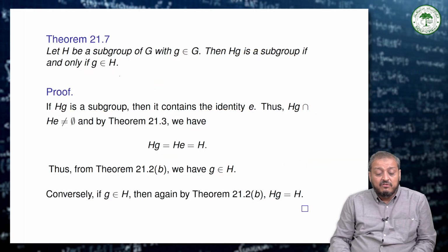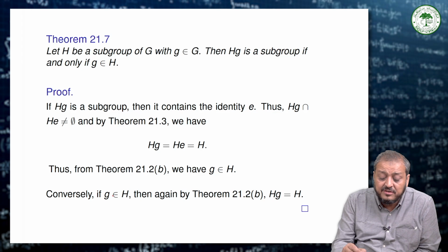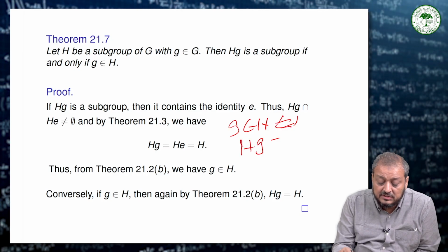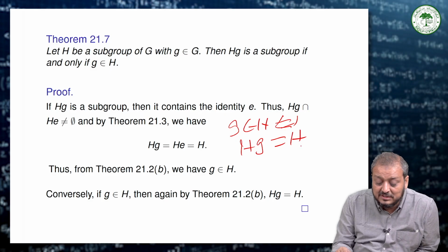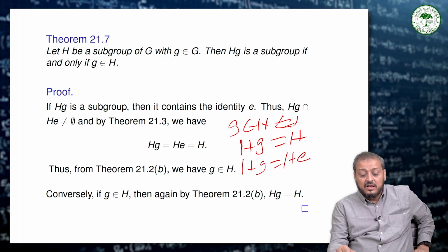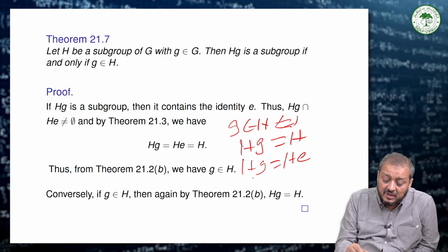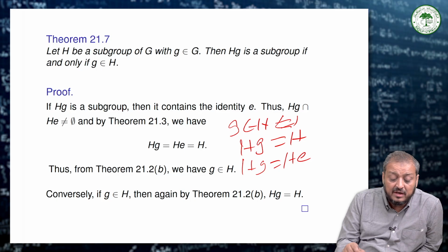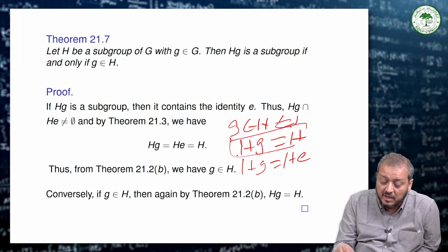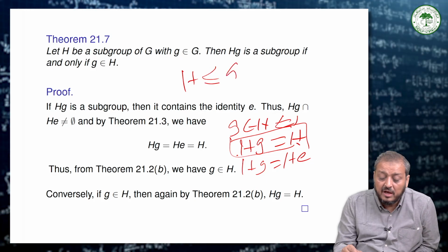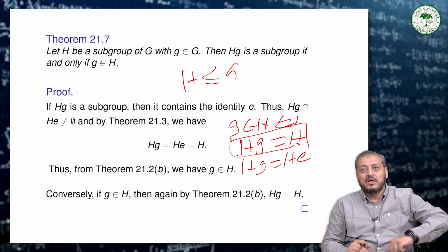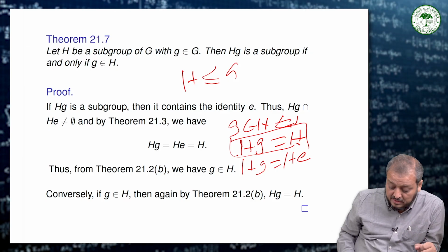Now for the converse part: if g is an element of H, then by the same if-and-only-if result, Hg is equal to H. Since H is a subgroup of G, and Hg is the same as H, Hg is also a subgroup of G. So this completes the proof of this result.